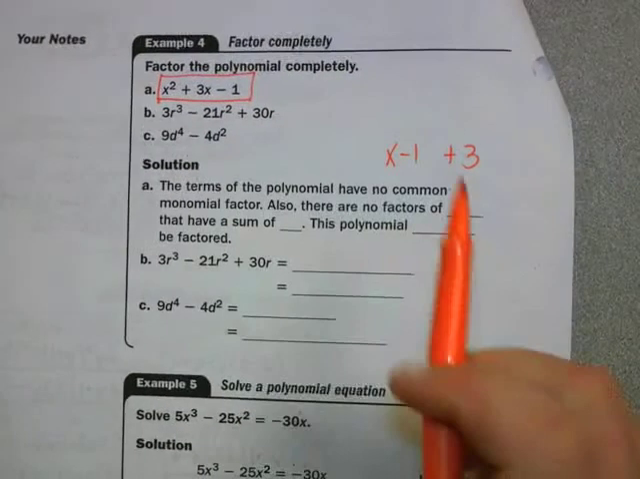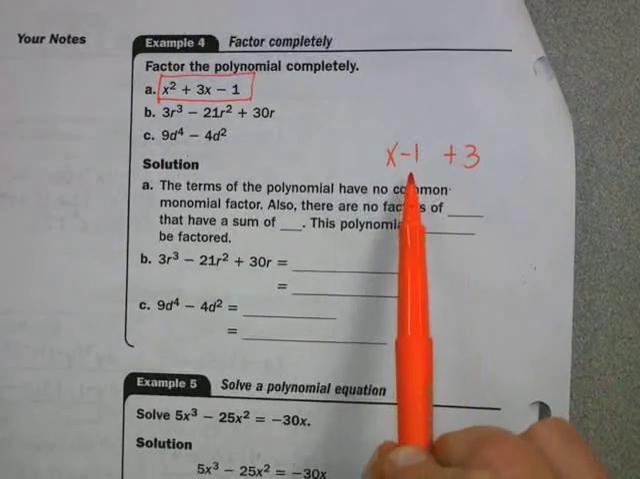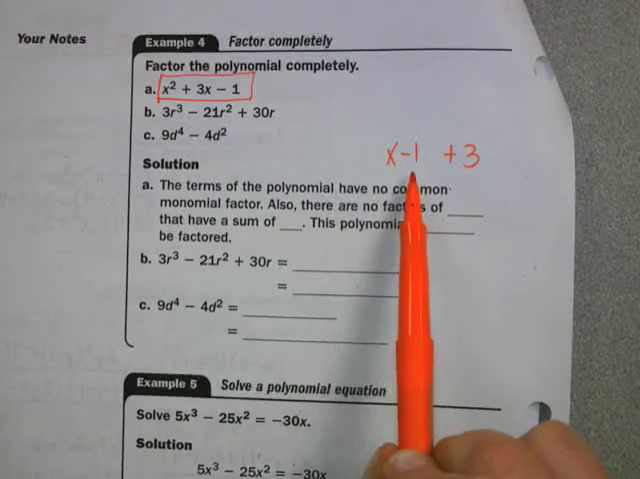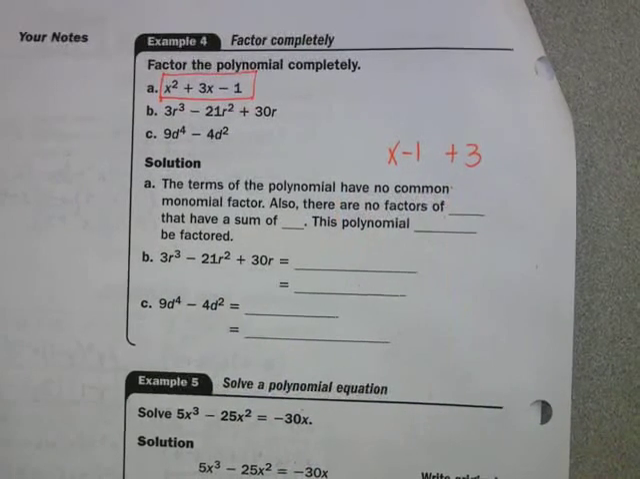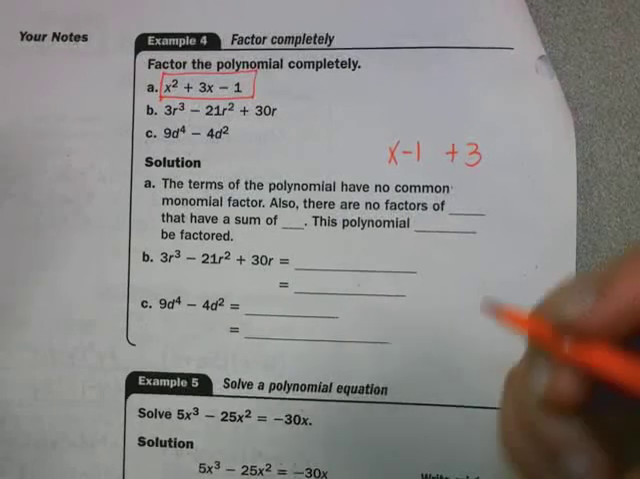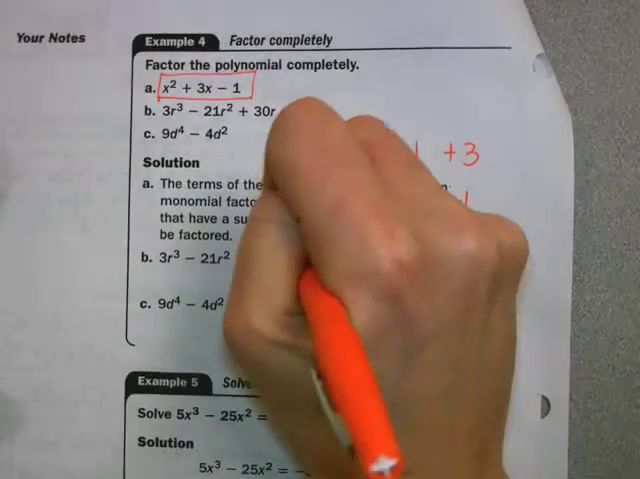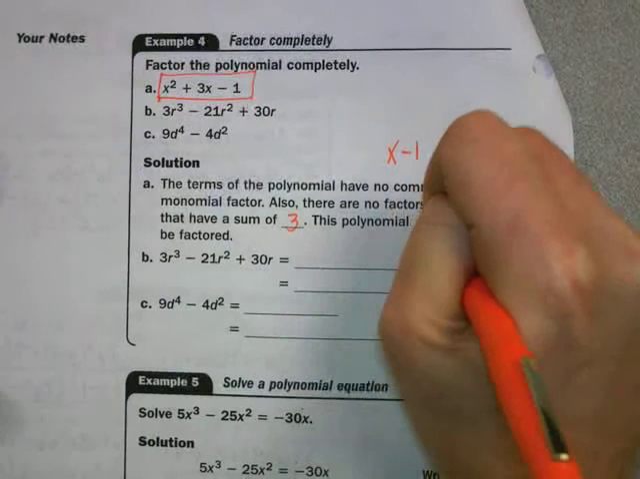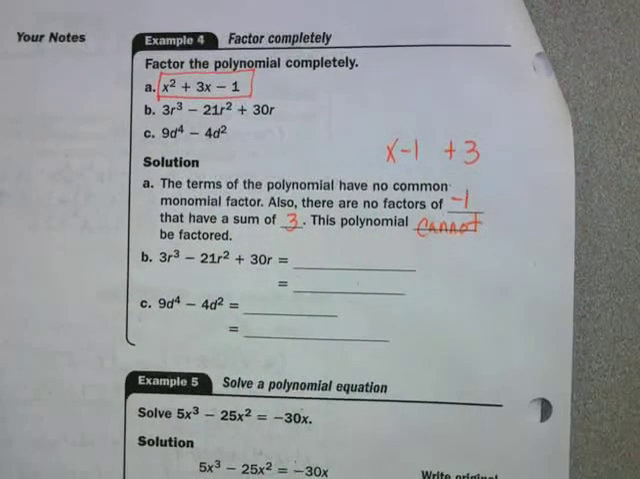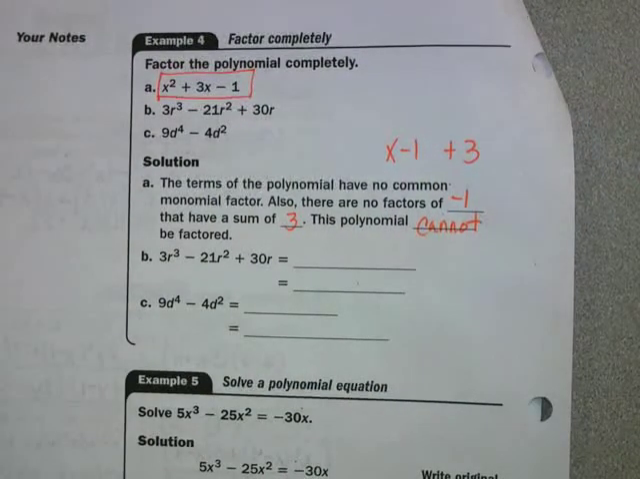What multiplies to negative 7 and adds to 3? Well, 1 times negative 7 is negative 7, and 1 plus negative 7 is not 3. So guess what? There are no factors of negative 7 that have a sum of 3. So this polynomial cannot be factored. Nice, they gave us that one right off the bat, wasn't it? Okay, that one can't be factored.